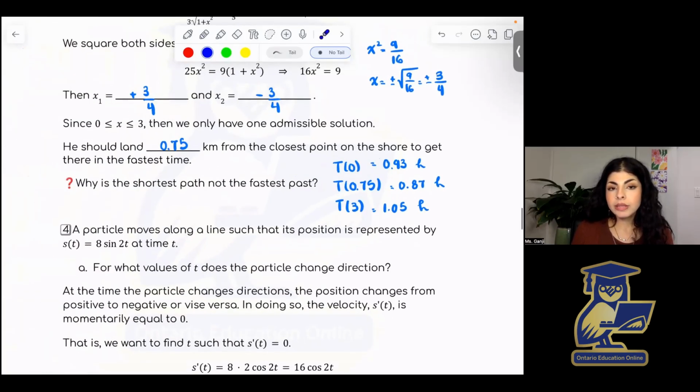And again, the reason for this is consider his speed, which when he canoes is 3 kilometers per hour, and when he jogs, it's 5 kilometers per hour. So when he's jogging, he's actually faster.